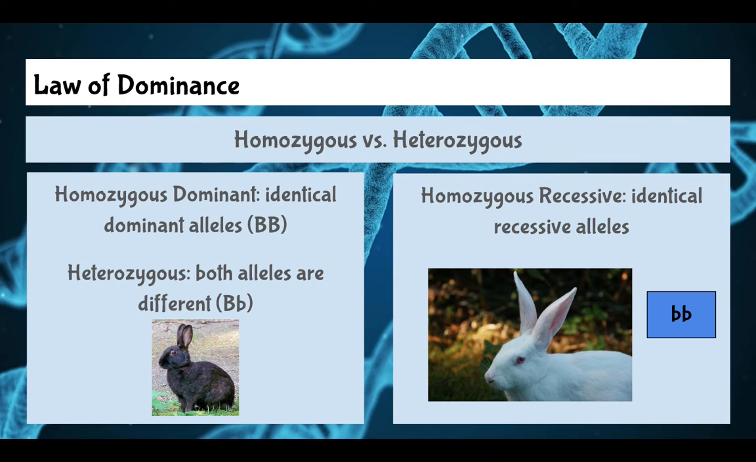Now I want to give you some synonyms here to help you as you begin to work through problems. Homozygous is the same thing as purebred. So if you hear of a purebred Shih Tzu, then that one would be homozygous for all of its traits. It could be homozygous dominant, it could be homozygous recessive. But purebred means homozygous. Hybrid means heterozygous. Okay, that's always going to be the case. Hybrid is heterozygous, homozygous is purebred.